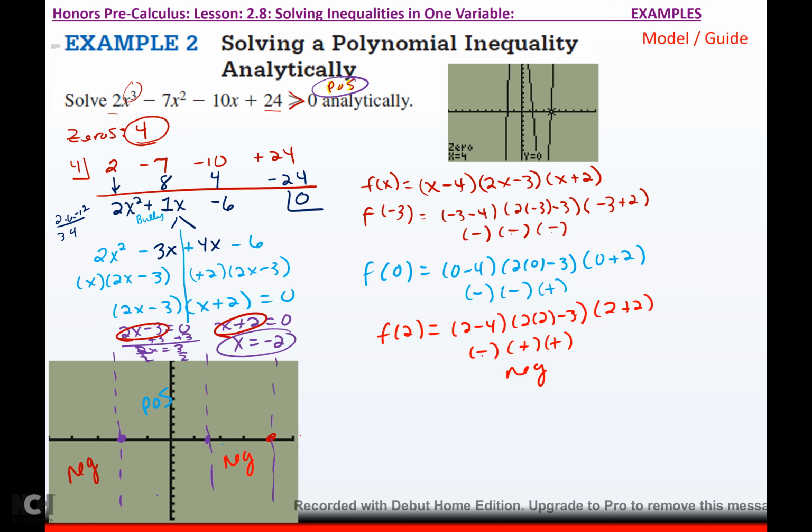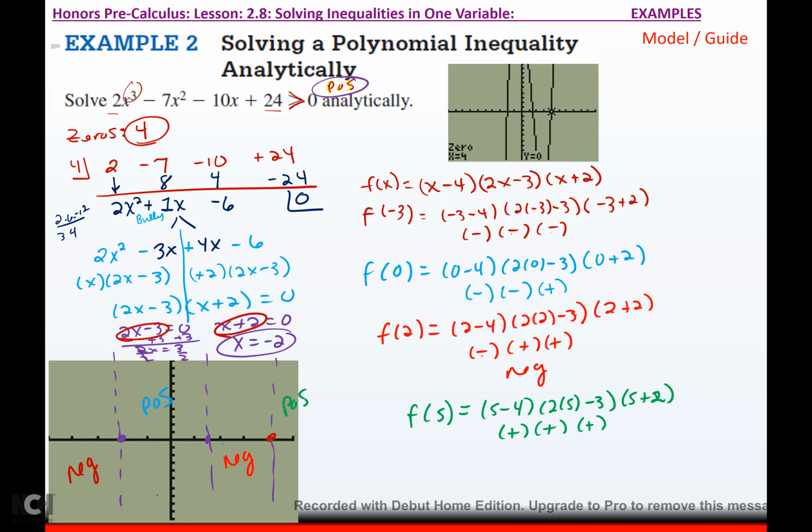And then I got to pick something beyond. What was that at? 1, 2, 3, 4. So let's pick 5. If I do f of 5, I would have 5 minus 4, 2 times 5 minus 3, 5 plus 2. This will be positive. 10 minus 3 is positive. 5 plus 2 is positive. So this section is positive.